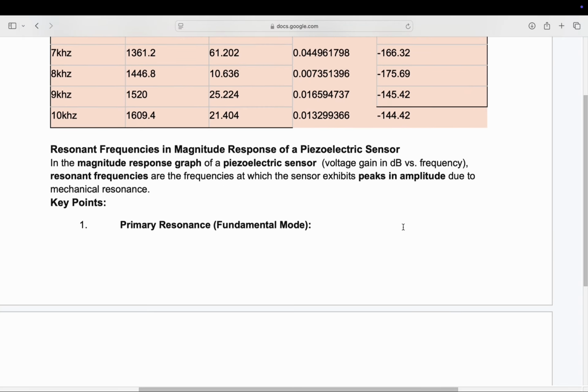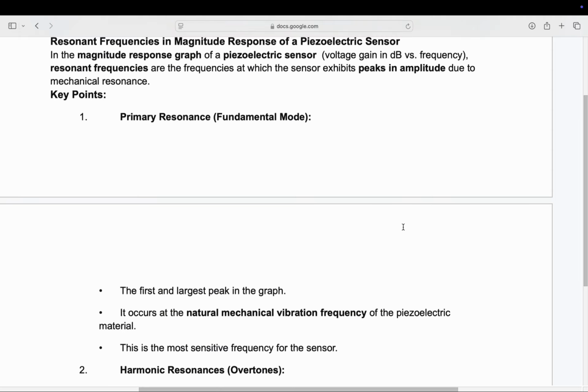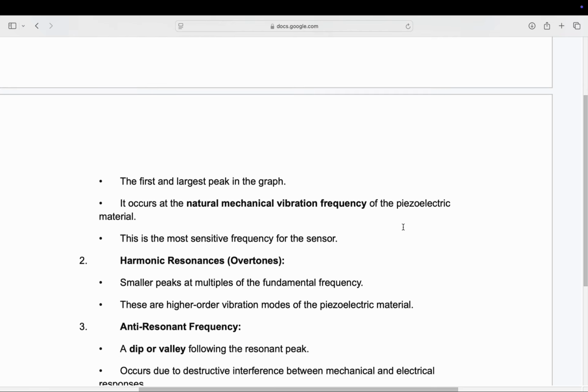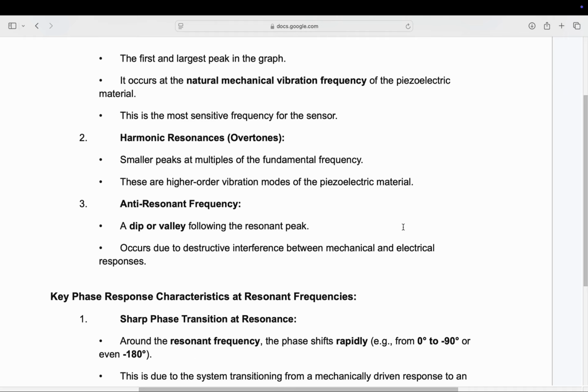So let's talk about the resonance frequencies. Resonance frequencies are the frequencies at which the sensor exhibits peaks in amplitude due to mechanical resonance. The first and the largest peak in the graph is the primary resonance, or the fundamental mode, which occurs at the natural mechanical vibration frequency of the piezoelectric material. And also this is the most sensitive frequency for the sensor. Following it, we get the harmonic resonances or overtones, and the dip value following the resonant peak.